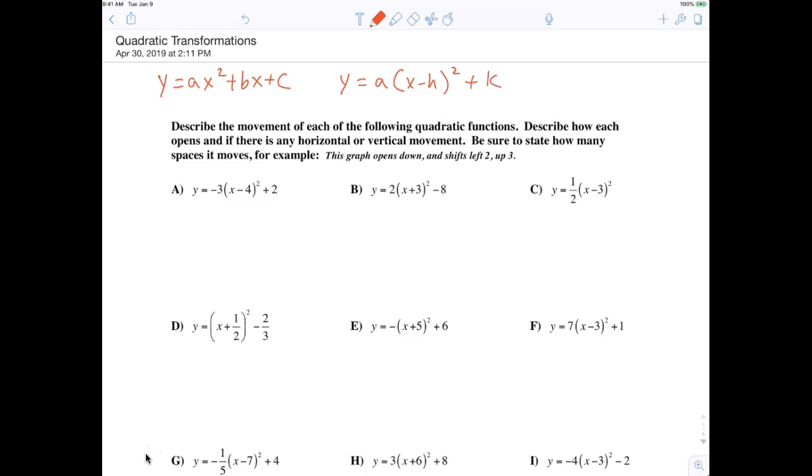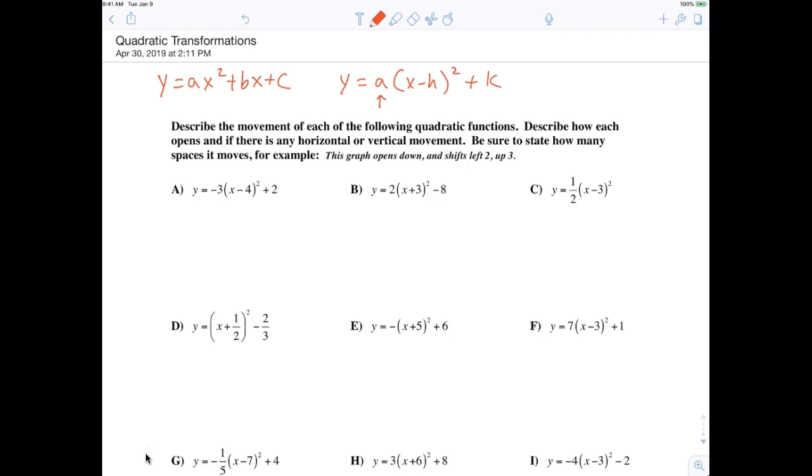Notice inside the parentheses it's the opposite. Outside the parentheses it's plus, which means it's the same. So the thing that you need to remember now is the number in front, a, is called a vertical stretch if a is greater than 1, and it's a shrink if it's between 0 and 1.